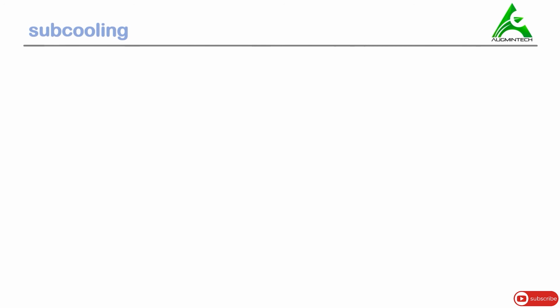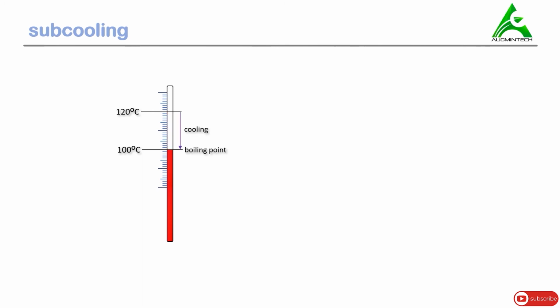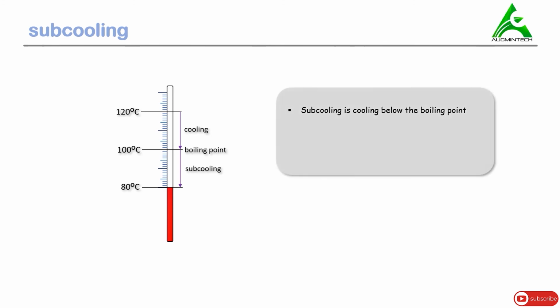Subcooling. Let's say there's a sample of water at 120 degrees centigrade and boiling point temperature is assumed as 100 degrees centigrade. On simply cooling this down, the process is known as cooling. On further cooling it down to a temperature of, let's say, 80 degrees centigrade, the process is known as subcooling. Therefore, the process of cooling any substance below its boiling point is called subcooling. So subcooling is cooling below the boiling point.